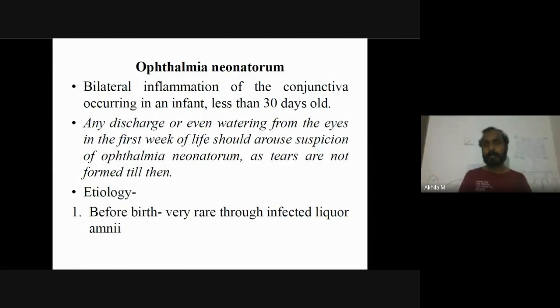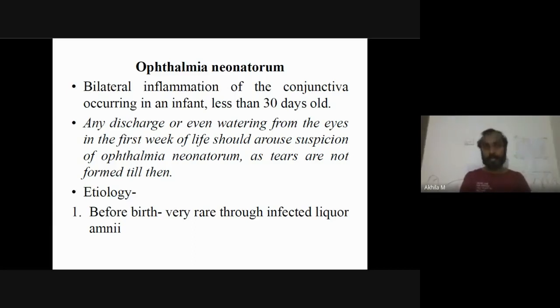Okay, so if any discharge arises within the 7 days period, even if it is watery discharge, we have to suspect ophthalmia neonatorum, because within 7 days after the birth there won't be any tear production. So if there is a watery discharge, we may think it is tear production, but it won't be like that. That may be ophthalmia neonatorum, an inflammatory condition of the conjunctiva of the child within 30 days of age.